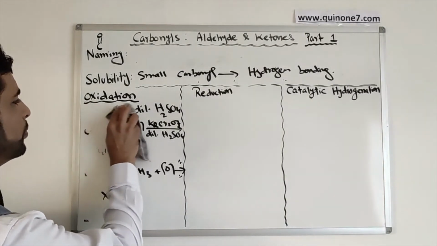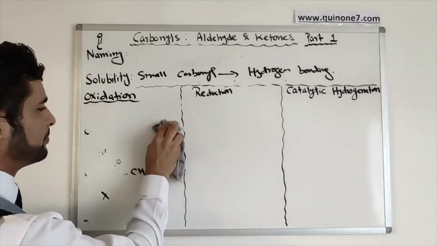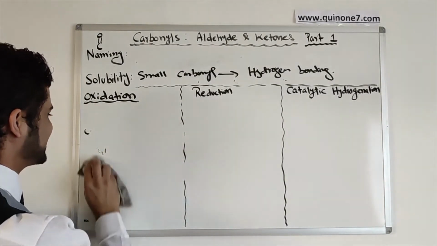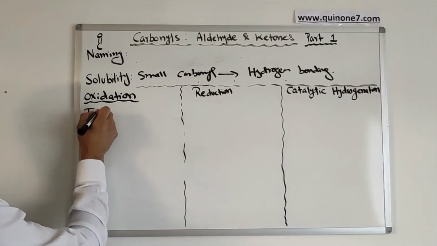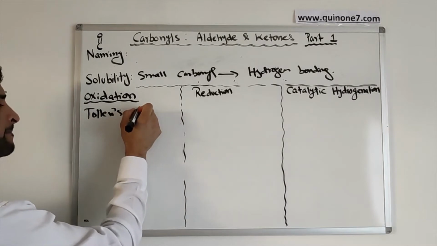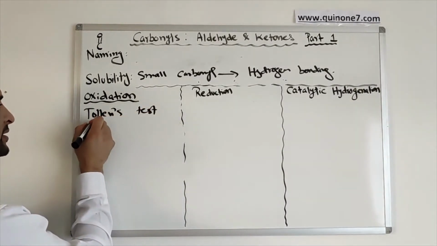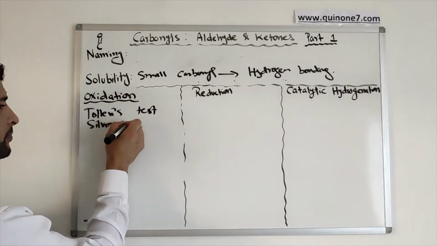Now, there is one more lab identification test which we normally use, which is actually the Tollens' test. We also call it the silver mirror test.